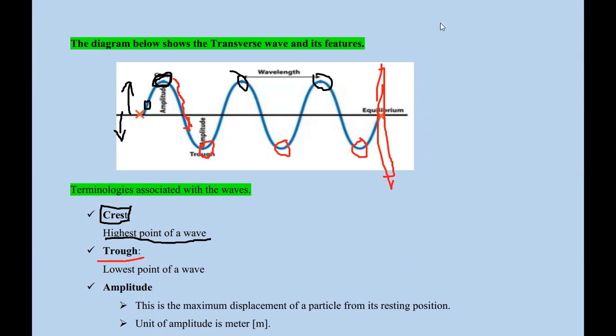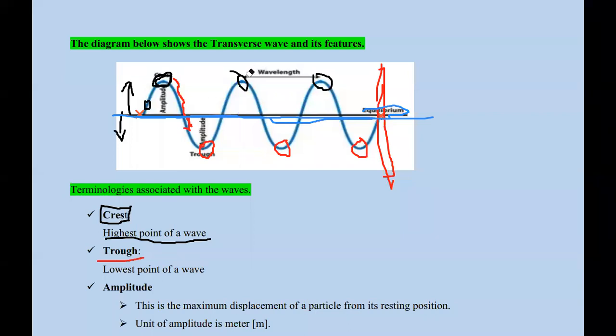Now, there are quite a lot of features. Now, there is a distance. Remember, this is the media which is not disturbed. That's why they use the word equilibrium. You see, this part is in equilibrium. This part of the wave, this part of the media, is not disturbed. Now, from here up to the highest point of the wave, from here up to that point.